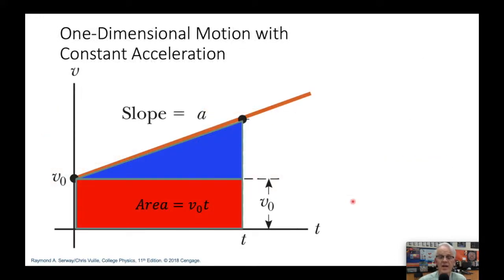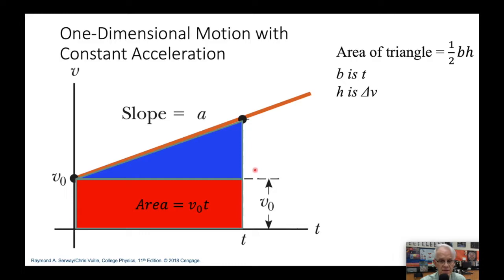To get our second kinematic equation, we have to remember that the area underneath the velocity versus time graph is displacement. Now, if we look at the area of this triangle, the area of a triangle is 1/2 base times height. Our base is time. Our height is our change in velocity. Acceleration is delta v over delta t. Solving it for delta v, we see that delta v is at. So this height becomes at.